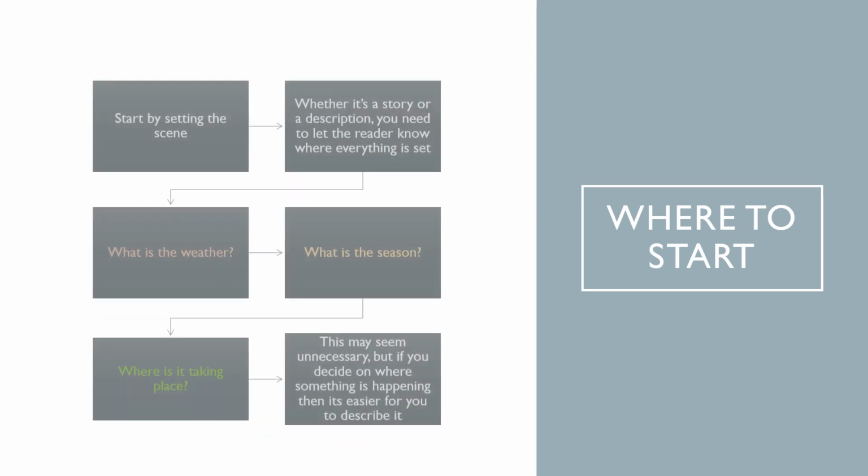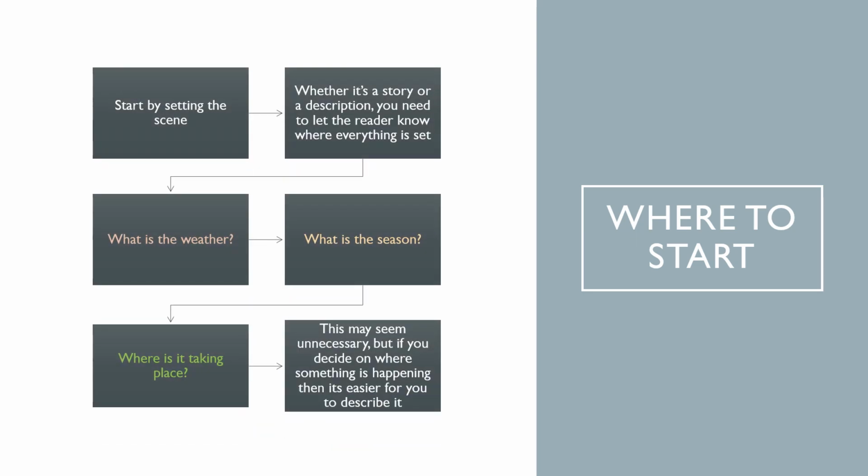So where to start, which is the question I get the most. Start by setting the scene. Whether it's a story or a description, you need to let the reader know where everything is set. So, what is the weather? What is the season? Where is it taking place? This may seem unnecessary, but if you decide on where something is happening, then it's easier for you to describe it. Try to choose places that you've already been. Most people have been to a beach, they've been to a park, they've been to school buildings, they've been to hospitals. Set it somewhere where you know you can easily describe it.